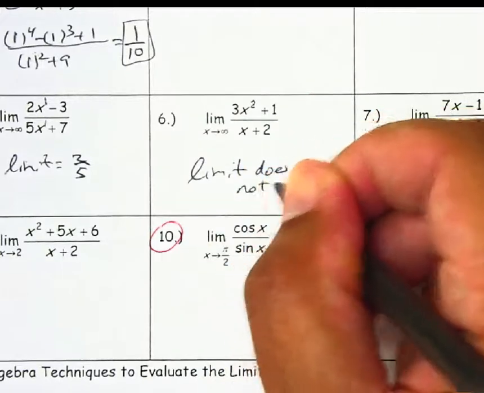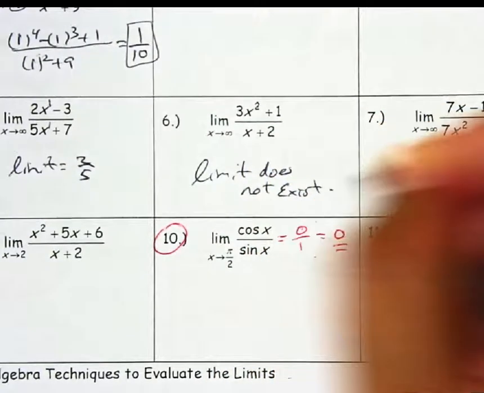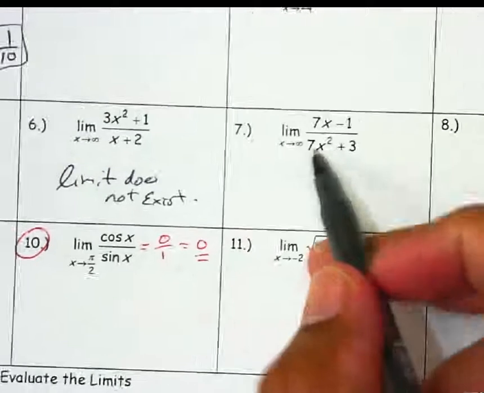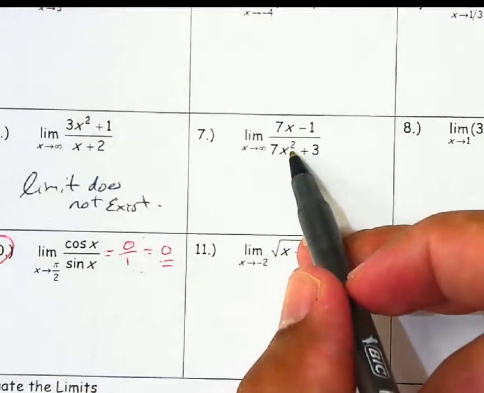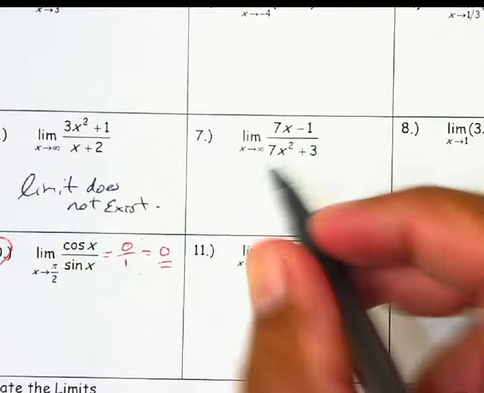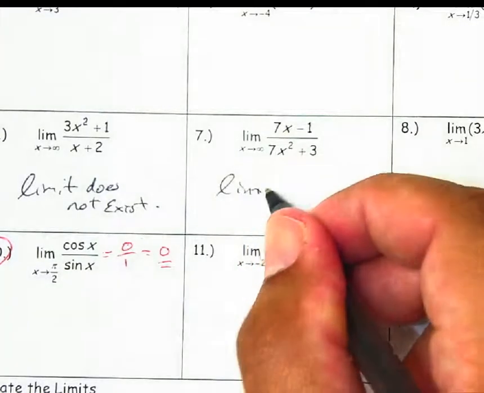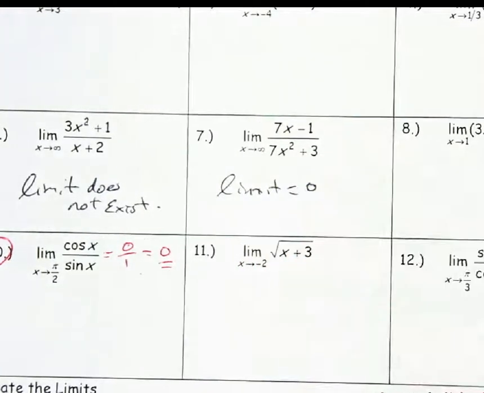And finally, case number 2, when the exponent in the denominator is bigger, automatically the limit is equal to 0. And that is it.